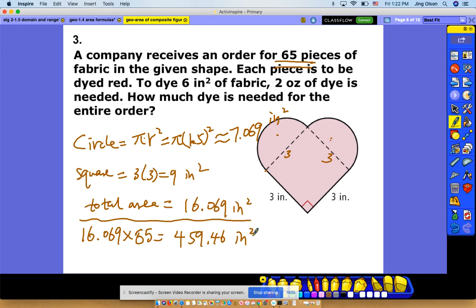We have 459.46 inches squared of fabric. I'm going to try to dye this much fabric. For every 6 inches squared, we need 2 ounces. So how many 6-inch squares are in this?